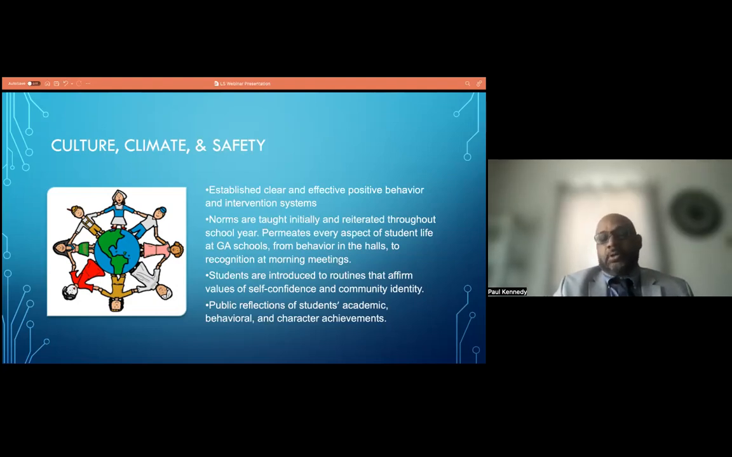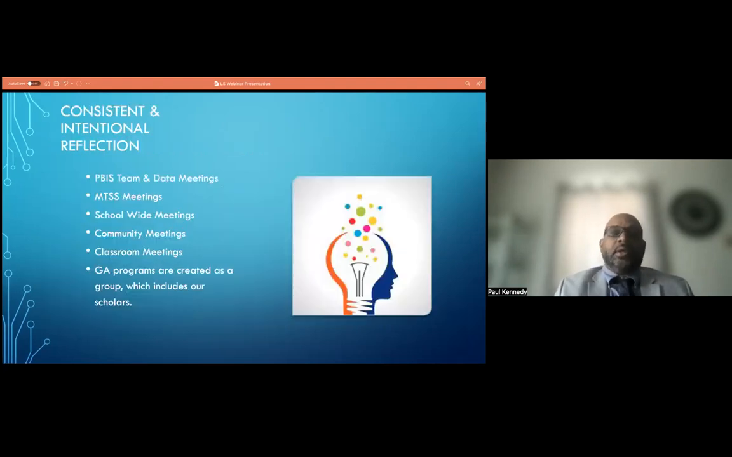The last pillar that we have to have before we begin a behavioral system is consistent and intentional reflection. Anything you do, after you plan and implement it, you always have to evaluate. You always have to come back and say, hey, did this work? Why is it working? If this doesn't work, what can we do to make it better? What are our next steps? So we have different things that allow us to consistently and intentionally reflect.